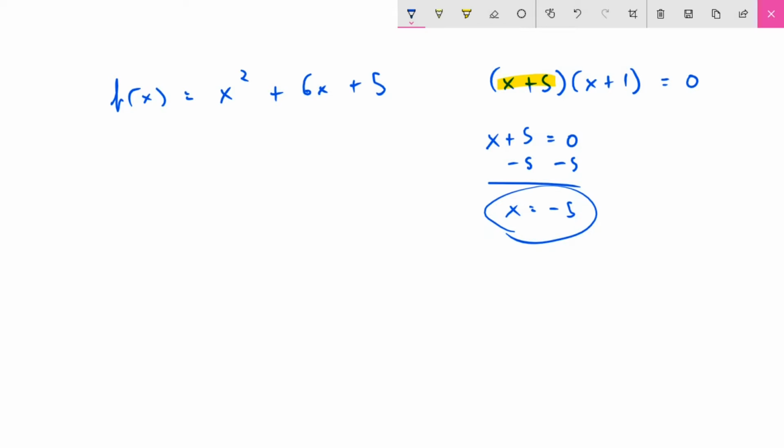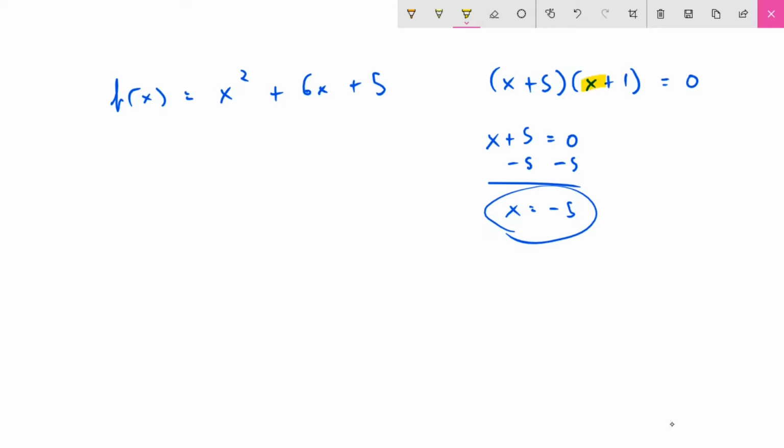Why? Because if I plugged in negative 5 for x in this first parentheses, negative 5 plus 5 is 0. And then 0 times, who cares what the other one is, it equals 0. So that is one of our solutions. Also, what other parentheses do we have?